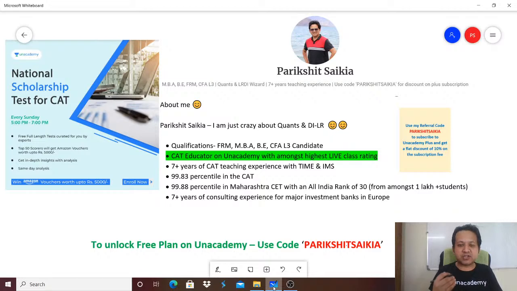Remember, Maharashtra CET is one of the topmost entrance examinations in the country for the simple reason that a lot of good colleges which rank in the top 10 in the country, like Jamnalal Bajaj Institute of Management Studies, admit students via the Maharashtra CET.